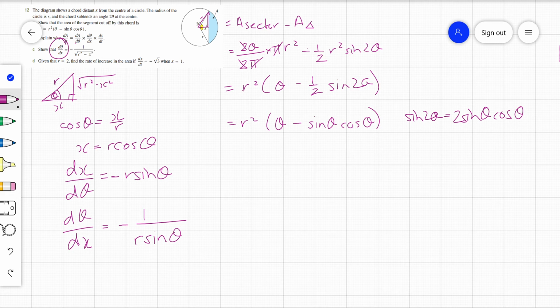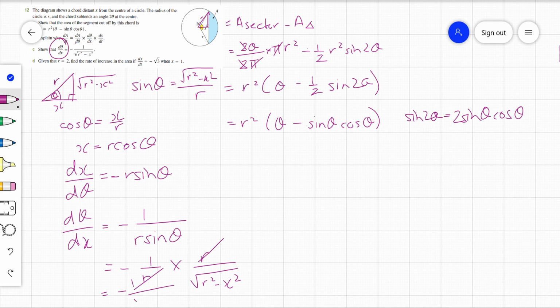Now if I want that in terms of x's and r's instead of sine theta, let's just go back to this triangle. And what is sine theta equal to? Some old tags. So I get the square root of r squared minus x squared on r using this triangle here. So if I put that in here, I've got 1 on r times the reciprocal of sine theta here. So the reciprocal will be r on square root of r squared minus x squared. So those r's will cancel, and I will just get negative 1 on that square root of r squared minus x squared, which is what they wanted us to get.